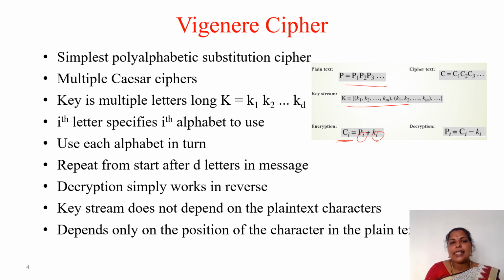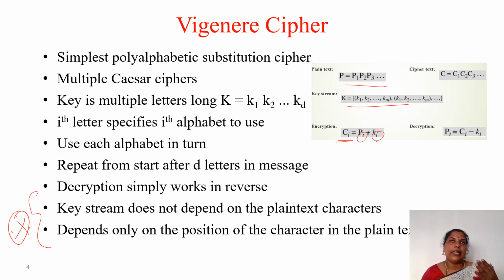Here the key is multiple letters long, that is K equals K1, K2 up to KD. That is the keyword, having multiple letters. The ith letter specifies the ith alphabet to use. So we use each alphabet in turn and repeat from the start after D letters in the message. Decryption is simply the reverse process. Here the key stream does not depend on the plain text characters. This is very, very important. The key stream depends only on the position of the character in the plain text.